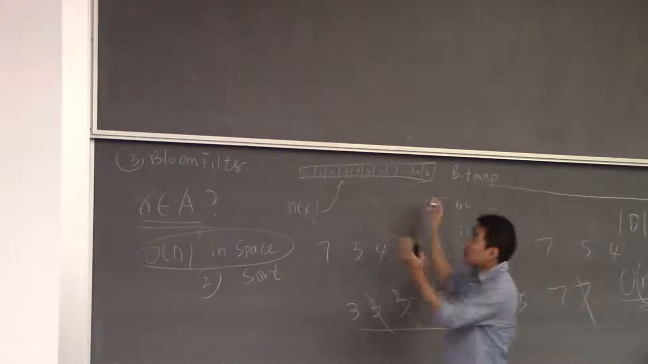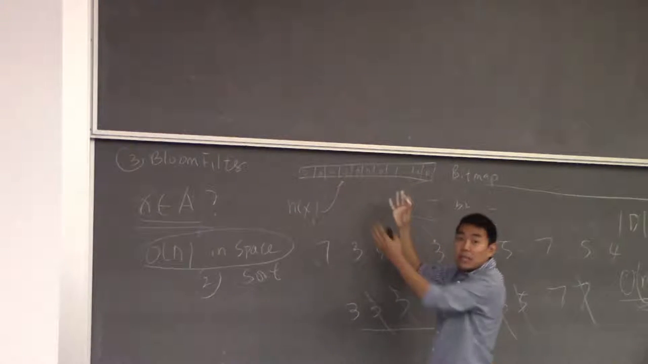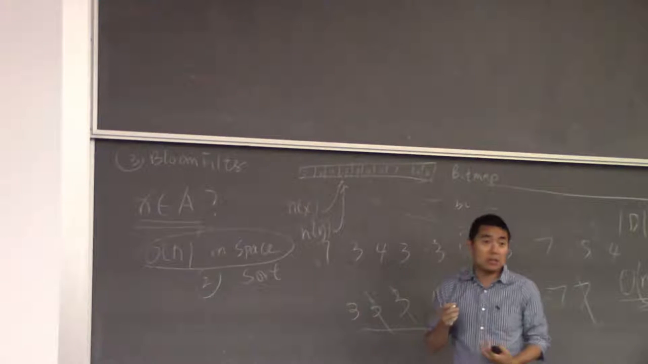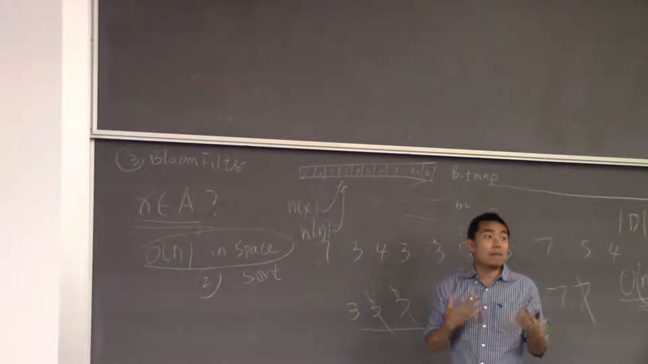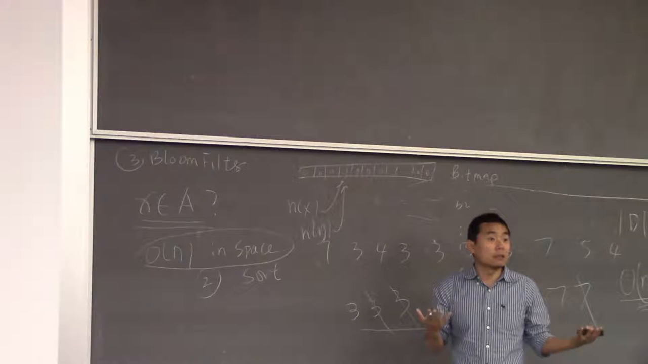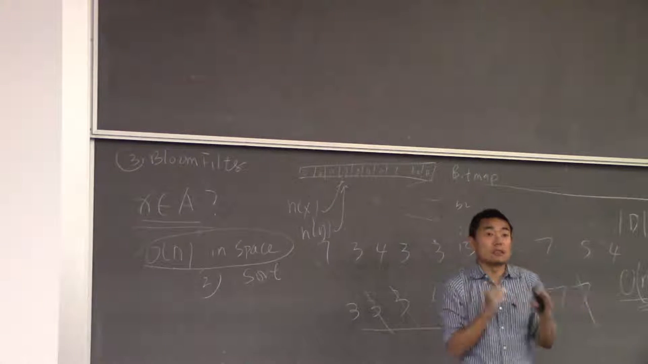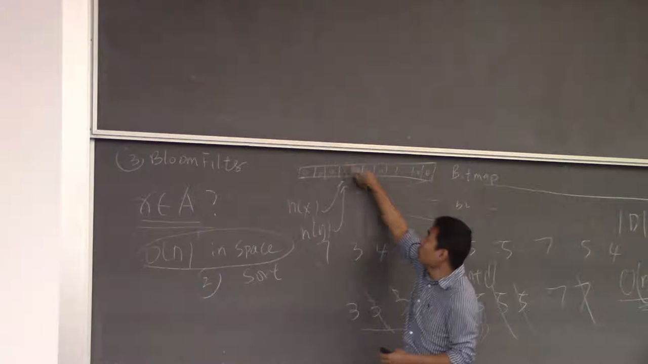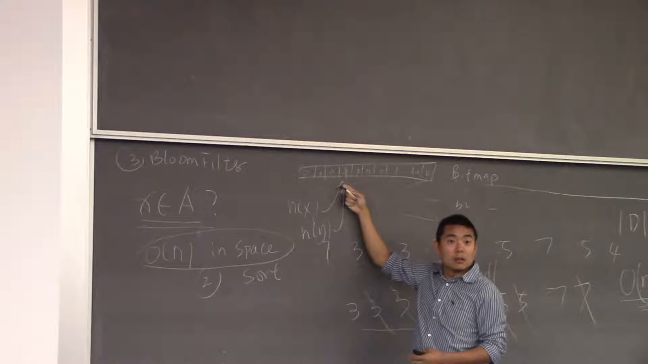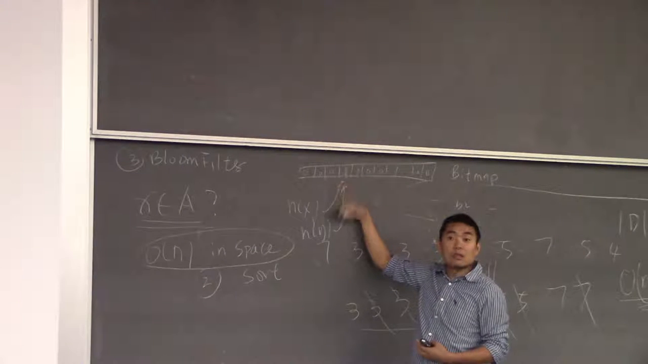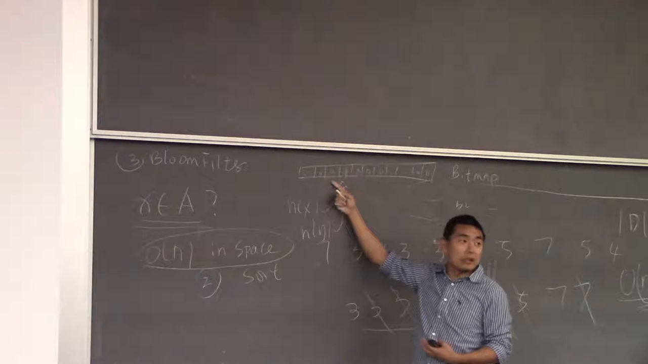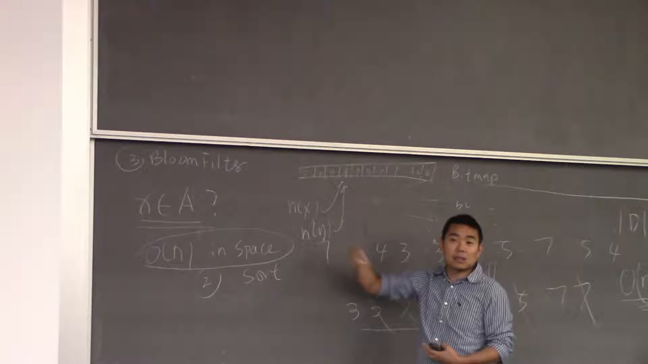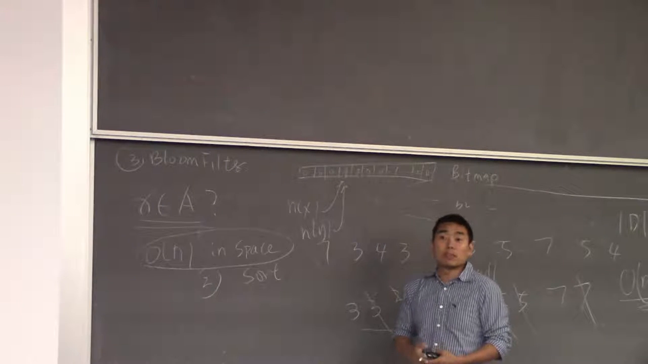So the problem is, if you use a really small number of bits, you may have collisions. Another Y may come and hash to the same bit. Which means a Bloom filter may have false positives, but never has false negatives, right? Because when another X comes, if I check this and it is 1, that means either some Y is there or X is actually here. You're never going to miss an X, but you may potentially get a false positive.